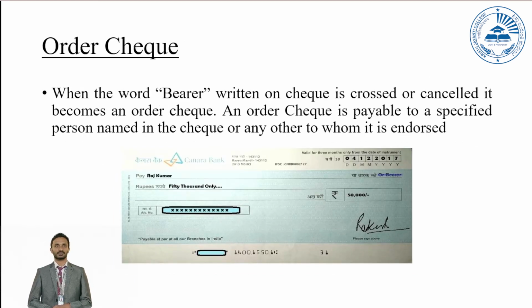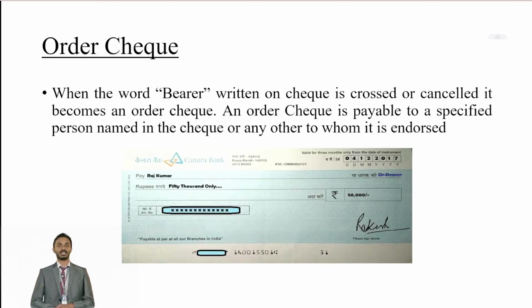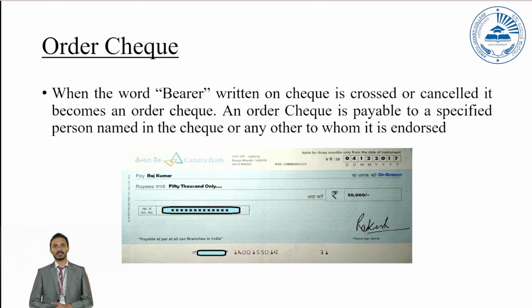We'll move to the next, that is the order check. So we can see the term order. Right. When the word bearer written on the check is crossed or cancelled, so usually we can see the term bearer on the face of each and every check. If it is crossed, yes, it is an order check. If it is not crossed, it is a bearer check.